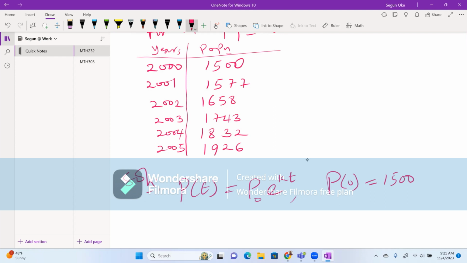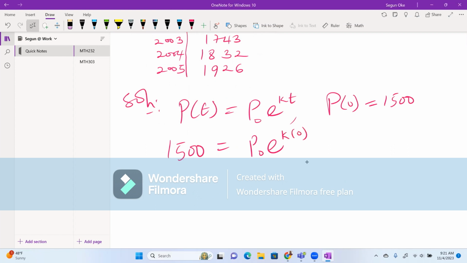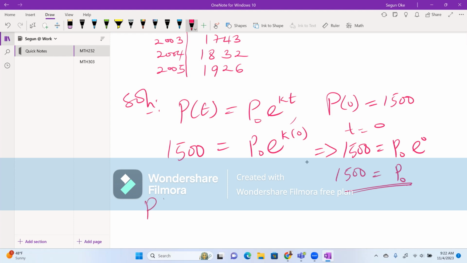And don't forget, if you are doing it pen on paper, they expect you to start with this. So 1,500 is equal to P naught exponential K of 0. K of 0 means at initial stage. So I'm going to have 1,500 equals P naught exponential 0, which is 1,500 equals P naught. Can you see the way I derive P naught out? Because if you say P naught is 1,500, it's not like that immediately. You have to start from somewhere where T equals 0. So now we have this, we can write P of T equals 1,500 exponential KT.